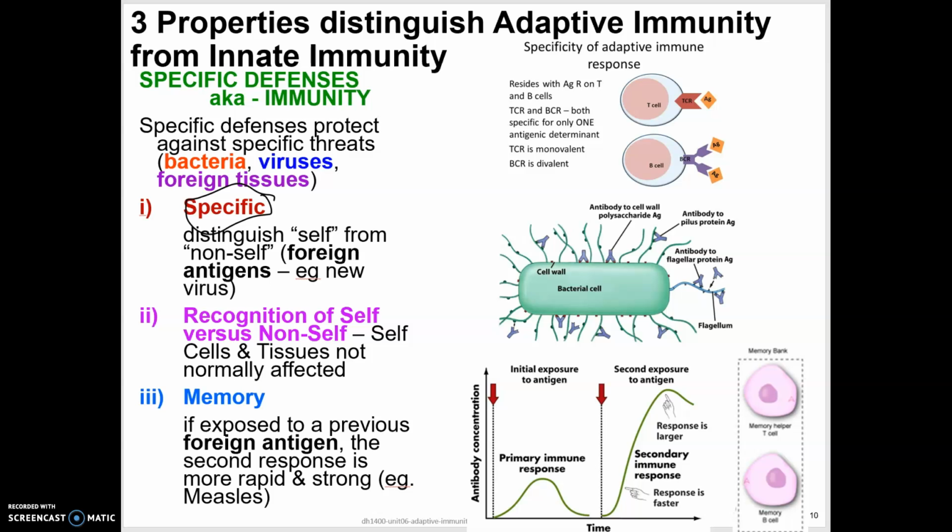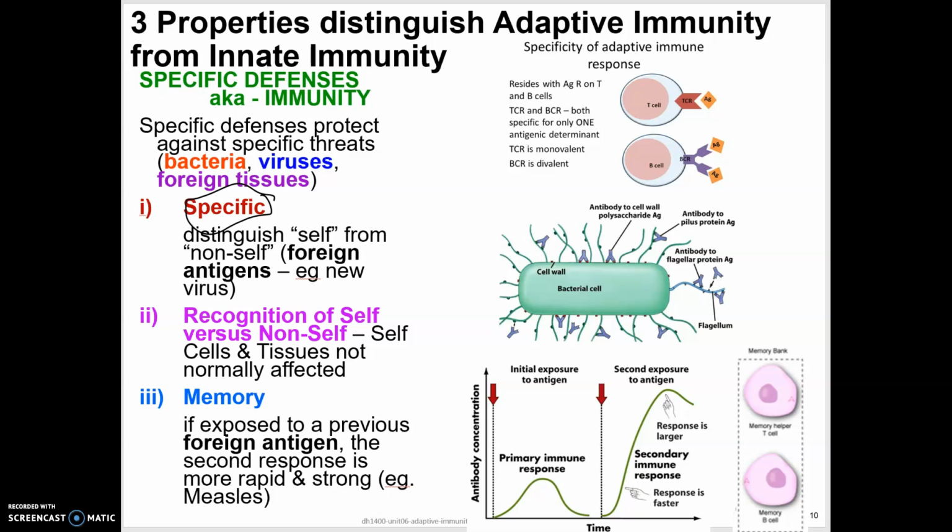It can distinguish self, which is what makes us up as a normal human being, a normal organism, from non-self. So organisms or particles or something that shouldn't be present. An example of that is a new virus, a virus that we've never come in contact with. Let's call it SARS-CoV-2. Our body will recognize that new virus, even though it's never ever seen it before.